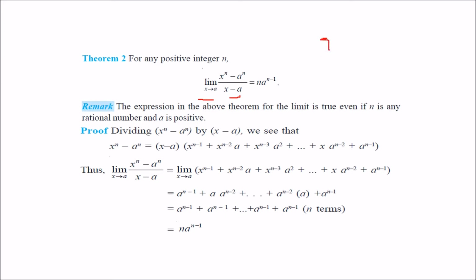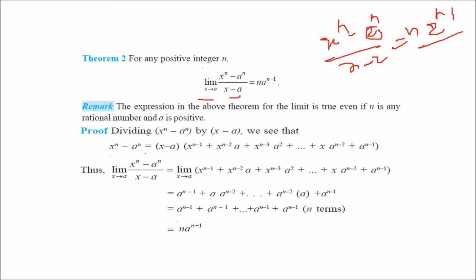So if it is x to the power n minus 2 to the power n by x minus 2, it is going to give you n a^(n-1). So n is what here? n. A is what? 2. So n times 2 to the n minus 1. And this you have to learn.